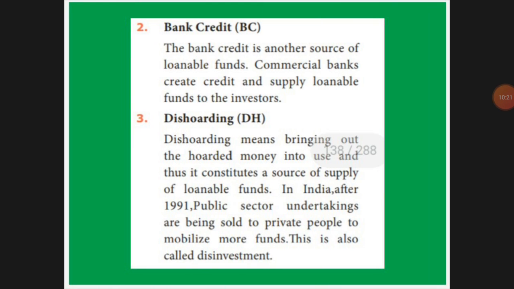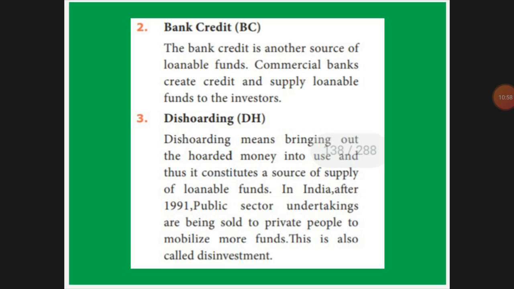Next one is bank credit. When the demand for a product keeps increasing, all the business owners want to produce more. To raise a fund, they will go to the bank. So the bank will create a credit facility for the investors, businessmen. Next is dishoarding. Dishoarding means the money which was hidden and stagnant, without being used. Common people keep it without using, such as gold. They buy gold and keep it in the locker.